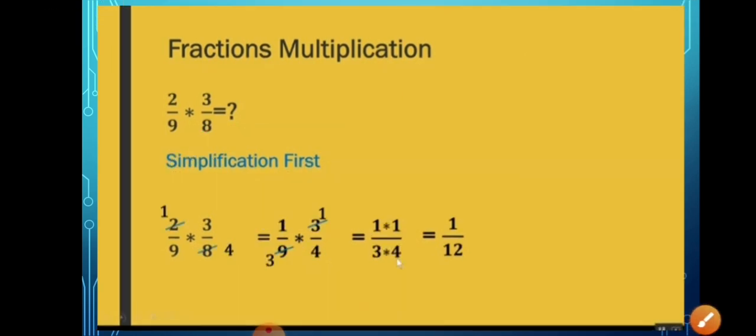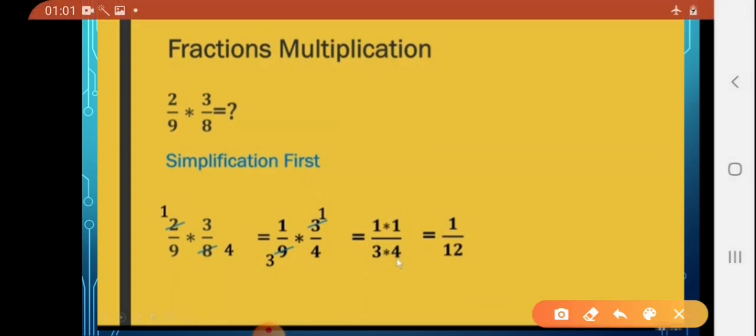Now next method is simplification first. First you have reduced it and then you have multiplied. Here 2 upon 9 into 3 upon 8. So 2 ones are and here 4s are. So you will get 1 into 3 upon 9 into 4. Again it can also be reduced, 1s are and 3s are. Numerator side 1 into 1, and denominator side 3 into 4 was left. So 1 into 1, 1, and 3 into 4, 12.